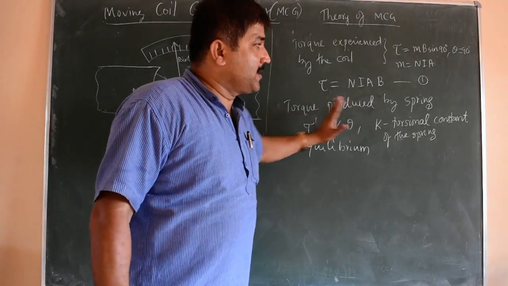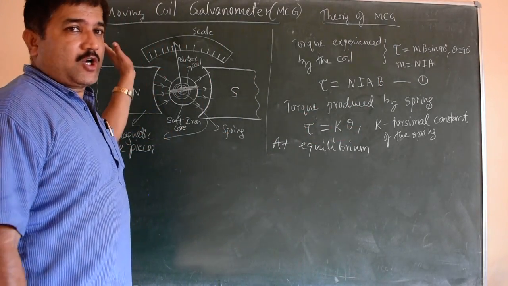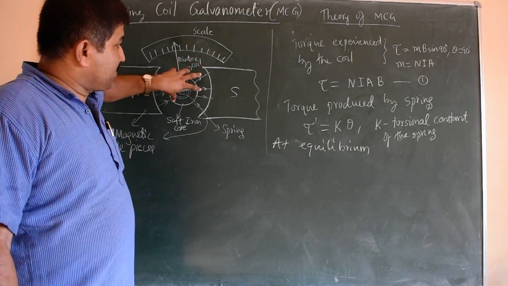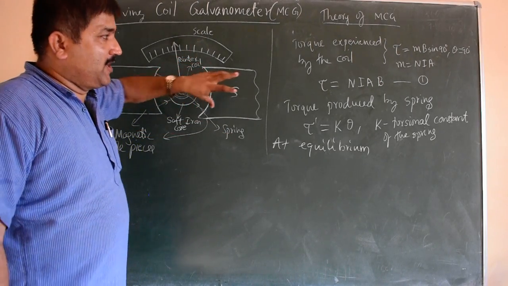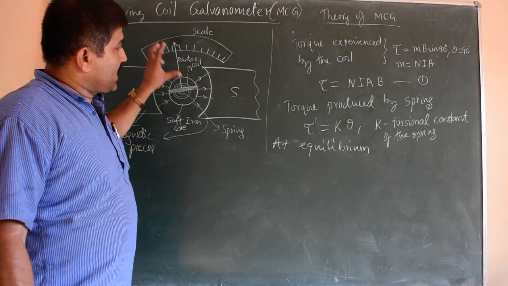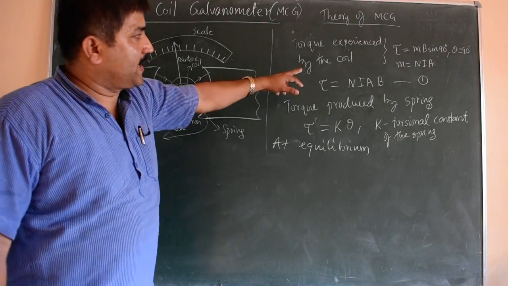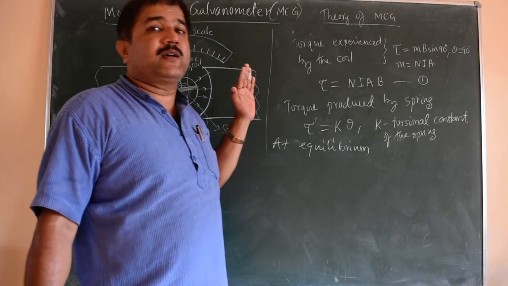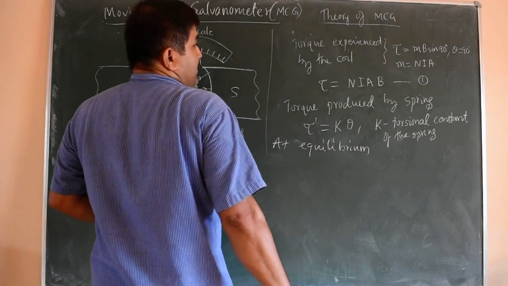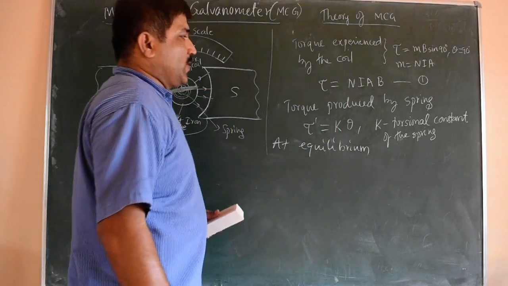Assume there is no spring, then it would be continuously moving, because of the torque the coil would continuously rotate. It is not happening here, because the torque developed by the spring brings the coil back, and at whatever position, whenever current is flowing in the coil, it makes an equilibrium position. So now, you see, the two torques are equal.